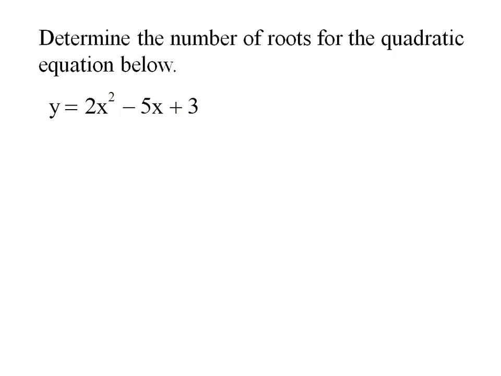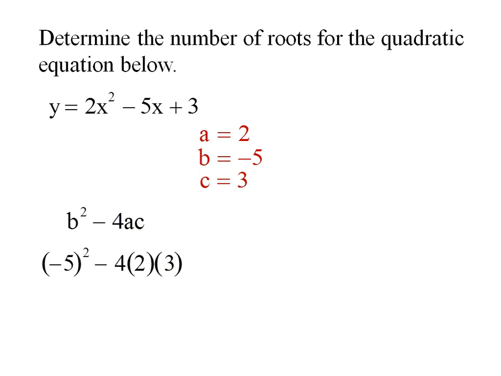So we need to start with what our A, our B, and our C is. A is 2, B is negative 5, and C is 3. Then we use our discriminant, b squared minus 4ac, and we substitute in our numbers for our variables. So we're going to substitute in negative 5 for b squared. Make sure you use parentheses. Minus 4 times, using parentheses, 2 times 3.